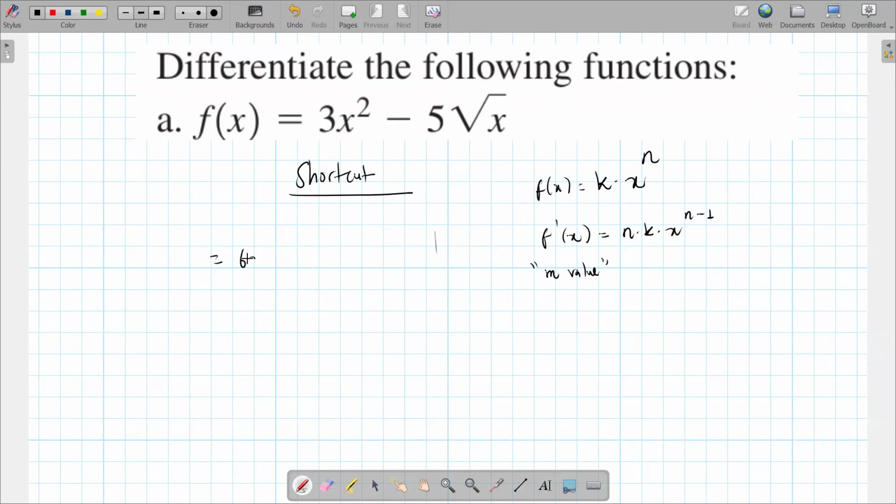6x. So that one's easy, right? 5 root x is not as obvious. 5 root x, what we're going to do is we're going to rewrite this as 5 times x to the power of 1 over 2. Now it should be obvious. What's the derivative of this? It's the same rule. You bring the exponent down and take 1 away from the exponent.